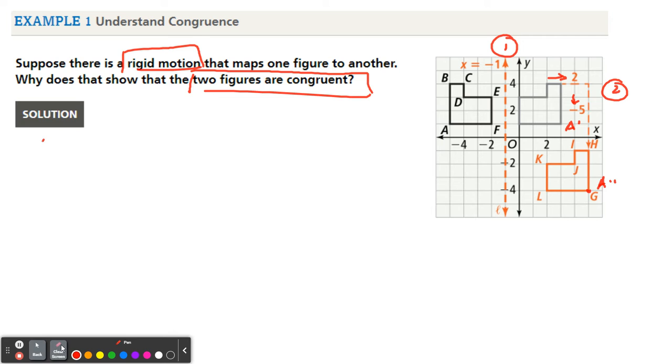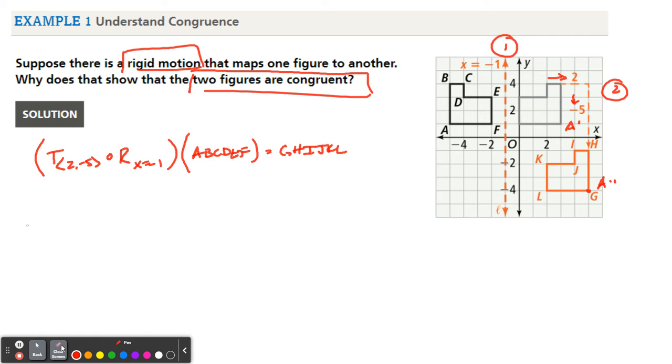So it looks like we did a composition. The first thing we did was we did a reflection. So again, remember that goes second, right? We reflected over the line x equals -1. And then we did a translation 2 units right and 5 units down. We did that on A, B, C, D, E, F, and it became G, H, I, J, K, L, right? So there's our composition of transformations, right? That's our rigid motion. So why are the two figures congruent?